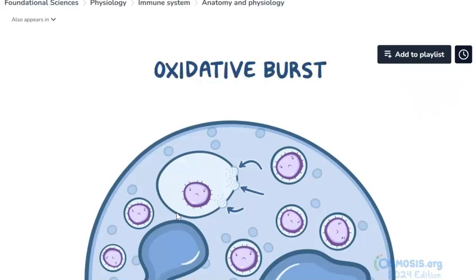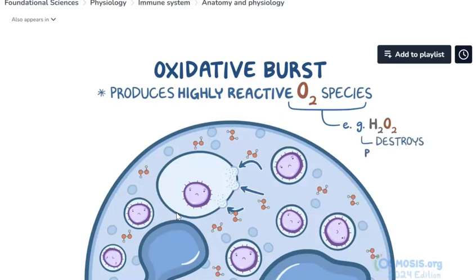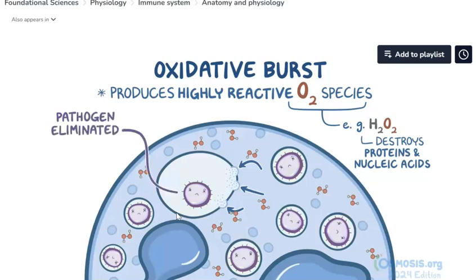oxidative burst. During an oxidative burst, the neutrophil produces lots of highly reactive oxygen species like hydrogen peroxide. These molecules start to destroy nearby proteins and nucleic acids within the phagolysosomes, which are the components of the pathogen that has been ingested. The net result is that the pathogen is eliminated.